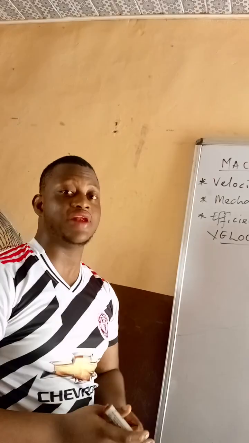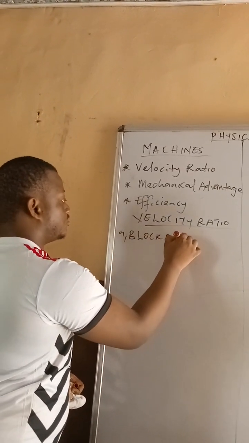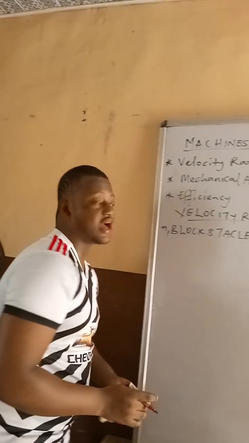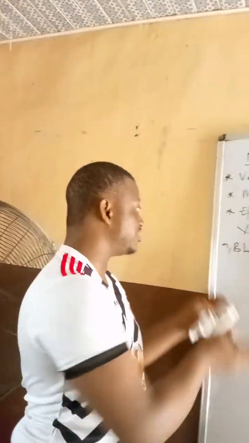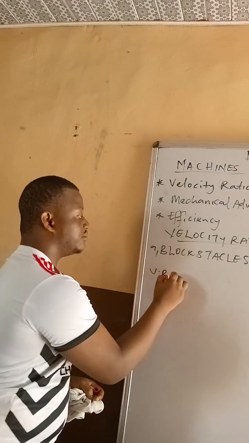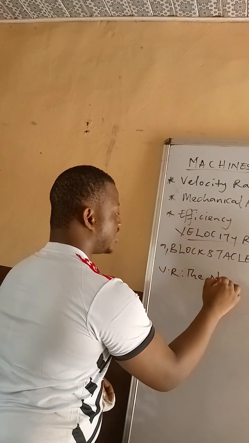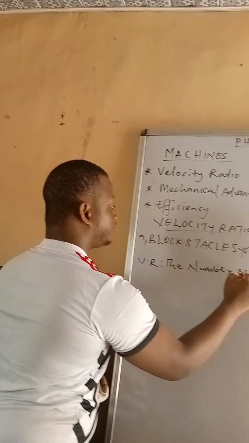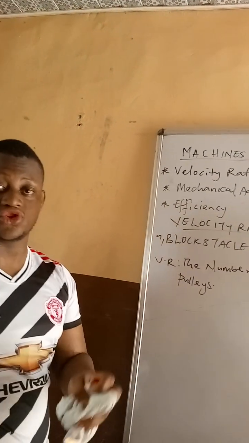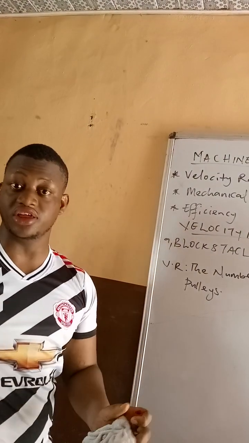So the first machine I would like to talk about is the block and tackle system. Under the block and tackle system, how to determine the velocity ratio is very simple. The velocity ratio is given by the number of pulleys.